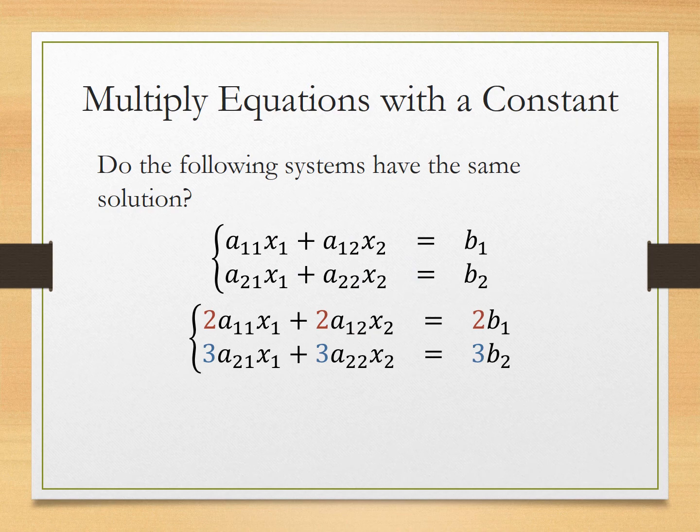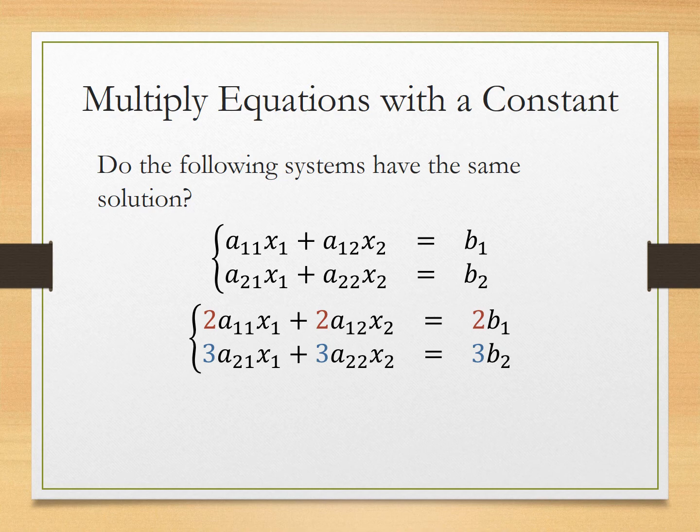Next, the second property. Do the following systems have the same solution? If you look at it, I highlighted what I did. The first system is the original one. The second system, I multiplied 2 on both sides of the first equation, and I multiplied 3 to both sides of the second equation.